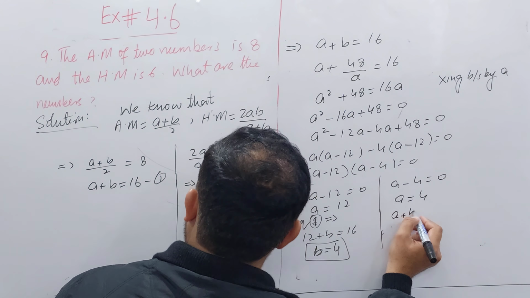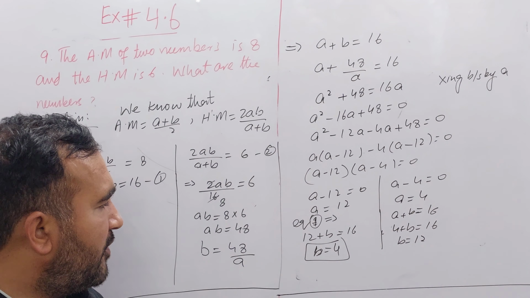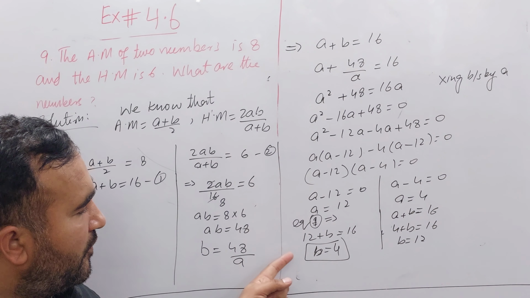So it will be a is equal to 12 and b is equal to 4, or a is equal to 4 and b is equal to 12. So these are the two possibilities of a and b. If a and b are 4 and 12, then the arithmetic mean will be 8 and the harmonic mean will be 6.